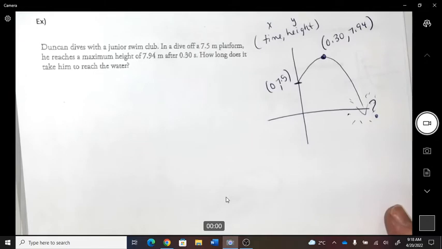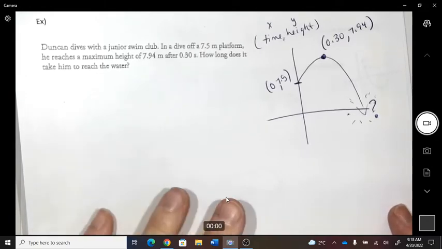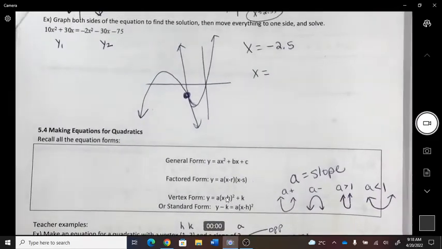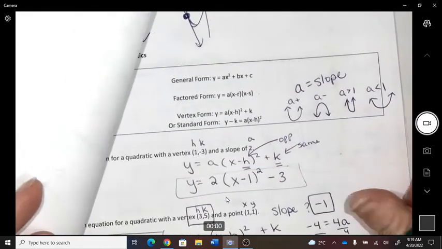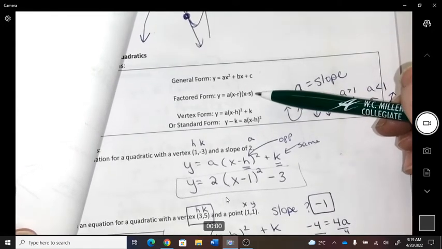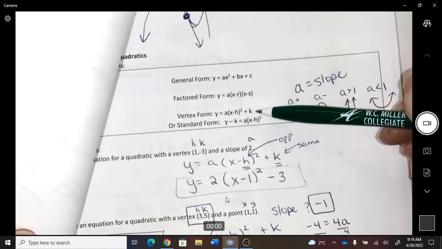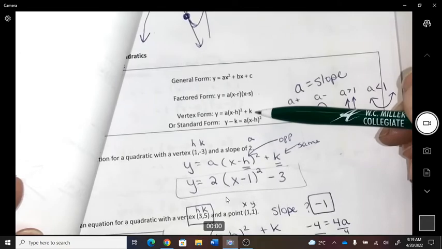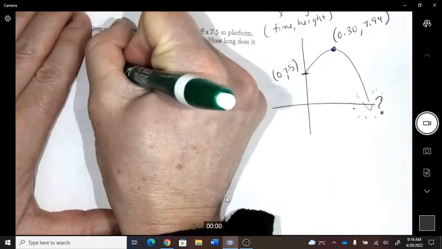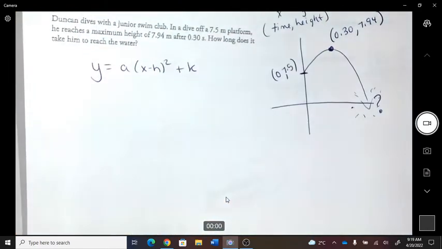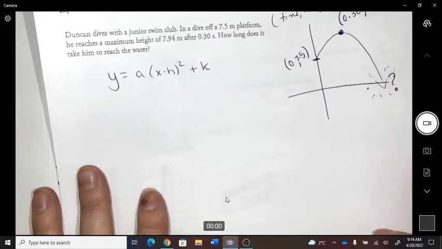Okay, so we do not have an equation. So when I gave you all these equations the other day, which one should I use? Basically, when we're making them, you have two choices. Do we have x-intercepts for factoring, or do we have a vertex for vertex form? So vertex, because we have the vertex. Okay? So there's the equation we're going to be working with.